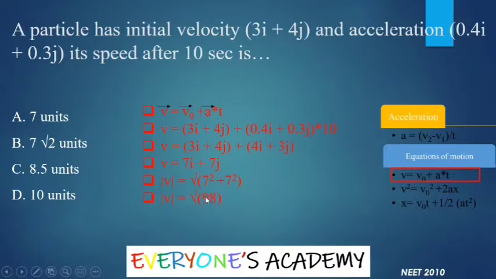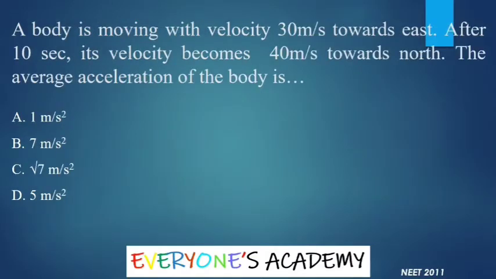So square root of 98 is nothing but 7 root 2. So option B is correct. In the next problem, it is given that a body is moving with velocity 30 meter per second towards east. Let us see the diagram for this.